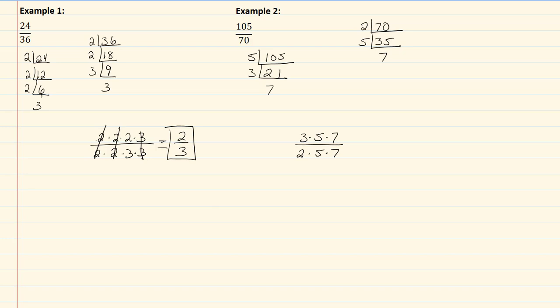So now I cross off everything they have in common. There's 1 5 and there's 1 7. And that's going to leave me with 3 halves. And so it's reduced.